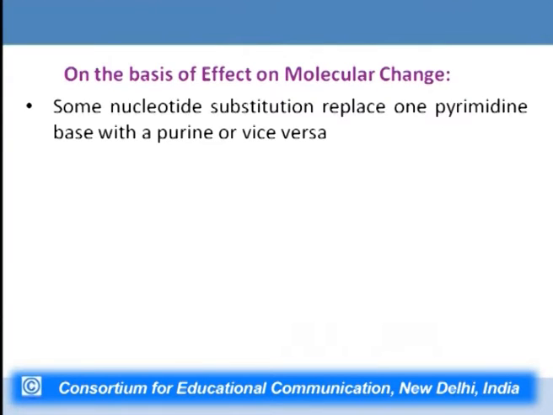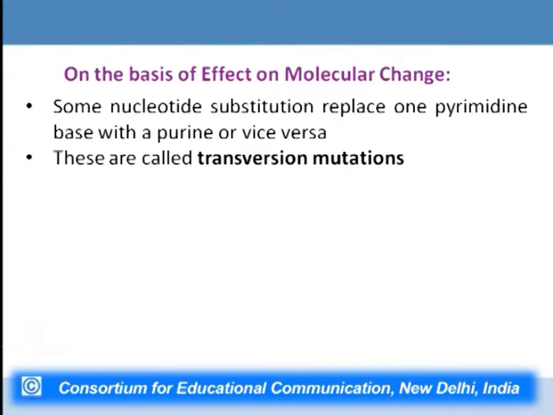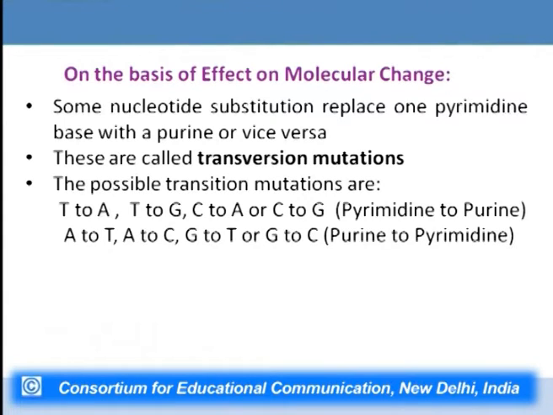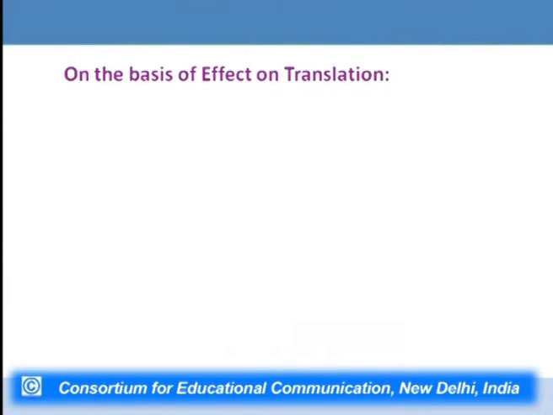Whereas, some nucleotide substitutions replace one pyrimidine base with a purine or a purine with a pyrimidine. So, these are known as transversion mutations. There are eight possibilities: T to A, T to G, C to A or C to G, that is pyrimidine to purine, or A to T, A to C, G to T or G to C, that is purine to pyrimidine. So, there are basically eight possible transversion mutations which lead to molecular level change in the gene.